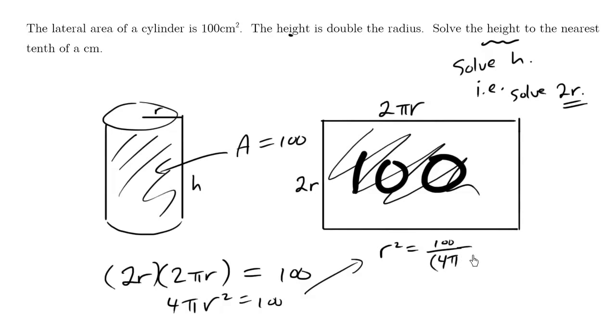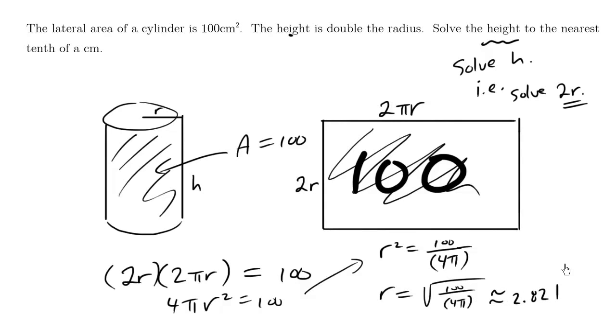Now be careful, there's actually a hidden bracket here. So for those of you with an old school calculator, you might have to stick those brackets in. So r is equal to the square root of 100 over 4 pi, and you should have a nice r value. So my r value is approximately 2.821.